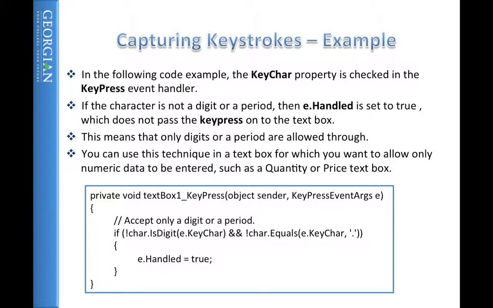So here's an example. All I'm listening for is if it's a digit, right? You're listening for this key character type of event that's coming through the KeyPressEventArgs when you create this key press event on a particular text box, as an example. You're also making sure that it's either a digit, using the IsDigit method, or it equals a dot. So either a dot or a digit. It can't be anything else.